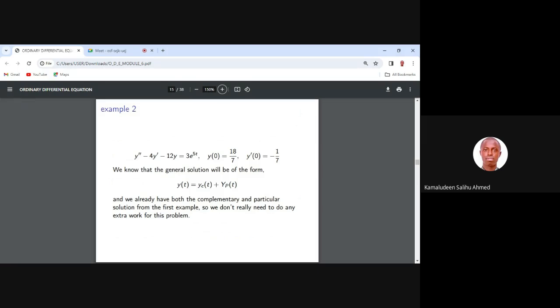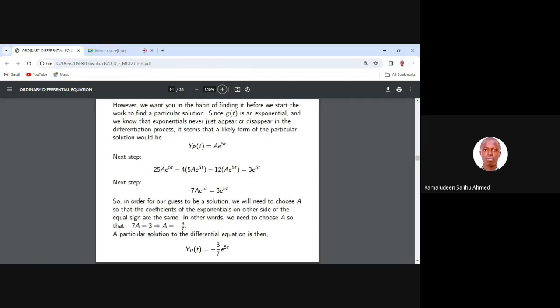Okay, let's continue. We already have both the complementary and particular solutions from the first example. You already know how to express this, and we even have the solution in our first example. So we don't really need to do any extra work for this problem. We've solved for the particular solution, which is from the right hand side, and the answer is what? Minus 3 over 7 exponential 5t.